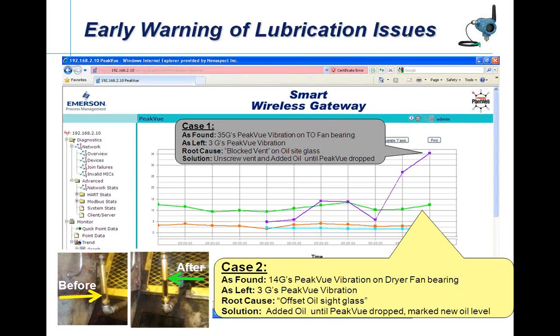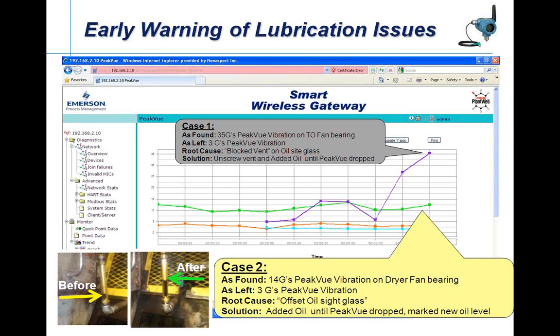The third example, or case history, is for early warning of a lubrication issue. There are actually two cases in this one. The initial scenario is this purple line that went high. This was a dryer fan, and the root cause is that the vent on the oil glass was blocked, and upon unscrewing or opening that vent, the oil came out of the oil glass into the bearing, and the PeakVue measurement went down.